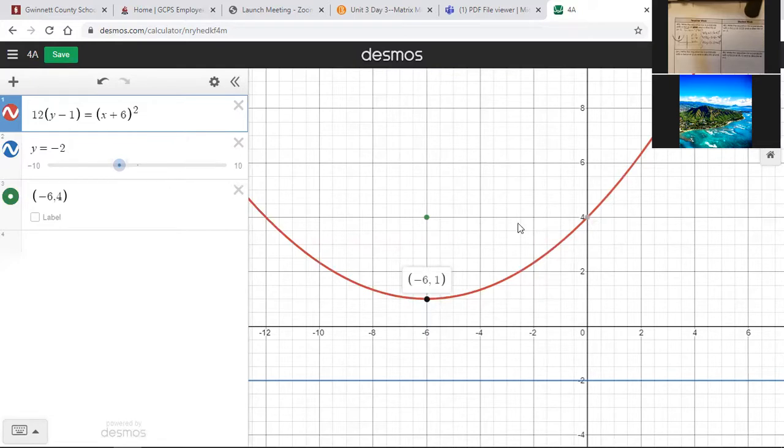This is going to be 2, 4, 6 units to the right of the focus and 2, 4, 6 units down to the directrix. So that is where the directrix for that particular parabola belongs. So it looks like everything works out that our equation is correct.